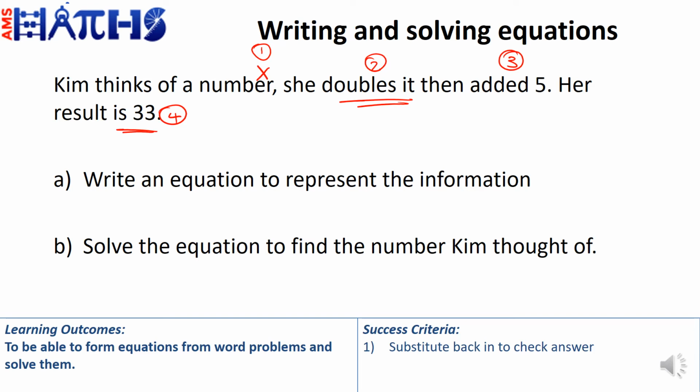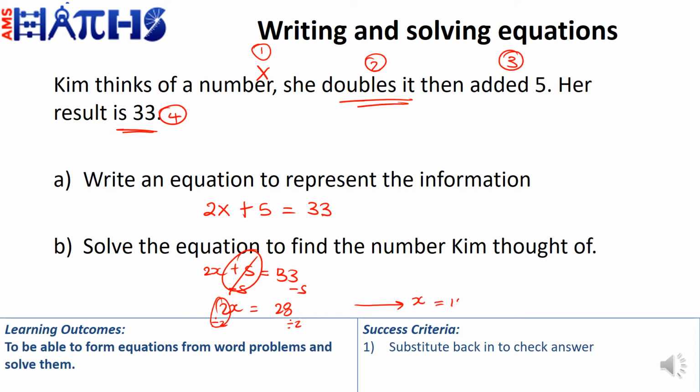And so we would end up with, she started with x, she doubled it, so that's 2x, then she adds 5, and that result would be 33. Now, to solve the equation, 2x plus 5 equals 33, we would subtract 5 on both sides, so we'll end up with 2x on the left, 28 on the right. Then we divide by 2 on both sides, and so 2 divided by 2 is 1, so we're left with 1x, and 28 divided by 2 is equal to 14. So 14 is the number that she thought of.